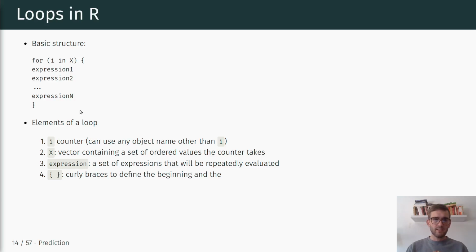So the elements, as I said, of this loop are first this counter, which we usually call i, but it could be another name. We have x, which is usually a vector containing a set of ordered values that the counter takes, right? So with each iteration, this counter will take the next value that was part of the x vector, right? The expressions are a set of commands that will be evaluated repeatedly for each iteration. And as I said, the curly braces define the beginning and the end of the loop.